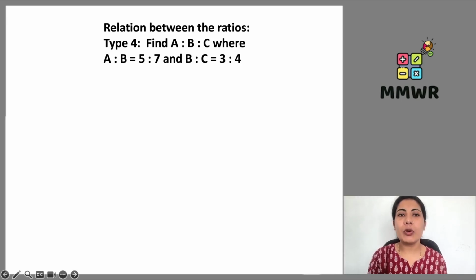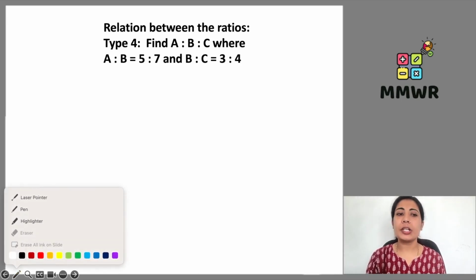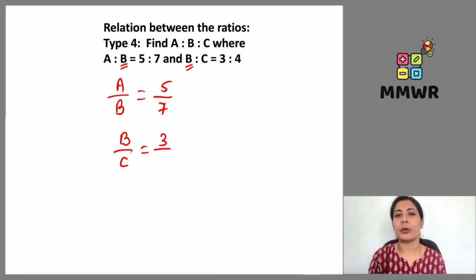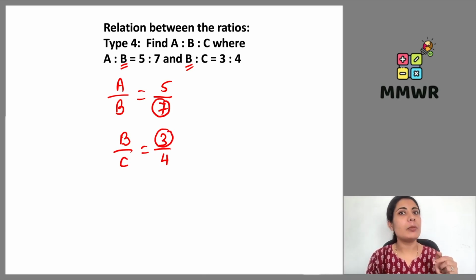So look, the ratio of A and B is given to us. The ratio of B and C is also given to us. The term B has become the first term here. So with the help of the basic method, we usually write it this way: A ratio B, that means A upon B, which is 5 upon 7, and B ratio C is also given to us, which is 3 upon 4. Somehow we try to make these two numbers the same, which is commonly written in both the ratios.